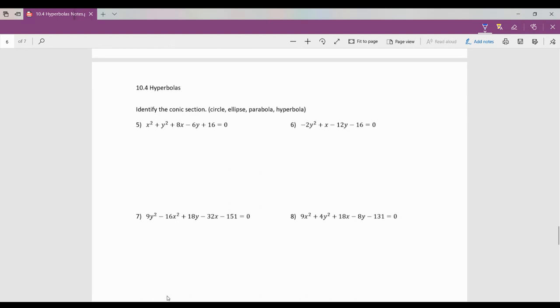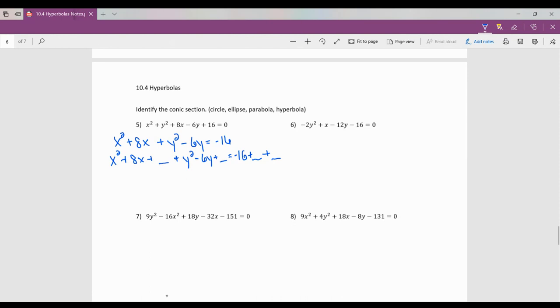So I've got x's and y's, so I've got x squared, I'm going to have to complete the square twice, plus 8x plus y squared minus 6y equals negative 16. I bring that constant over. So then I'm going to do x squared plus 8x plus blank, plus y squared minus 6y plus blank, equals negative 16 plus blank plus blank.